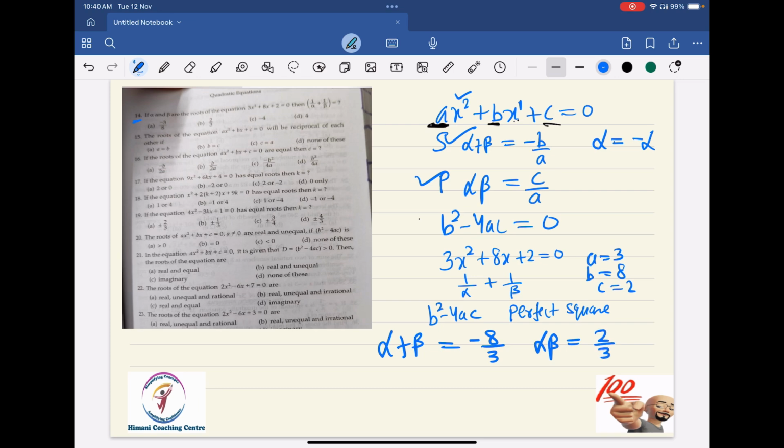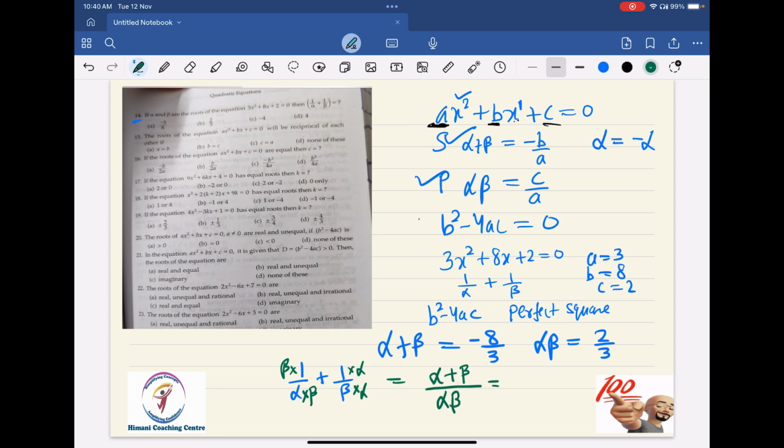Okay. Now we are supposed to find the value of 1 by alpha plus 1 by beta. We can see that these are unlike fractions. Why? Because the denominators are different. So we have to make them like. That means I need to multiply this with beta, so I need to multiply the numerator also with beta. Here we need to multiply with alpha. So what will you get? You will get alpha plus beta upon alpha beta.